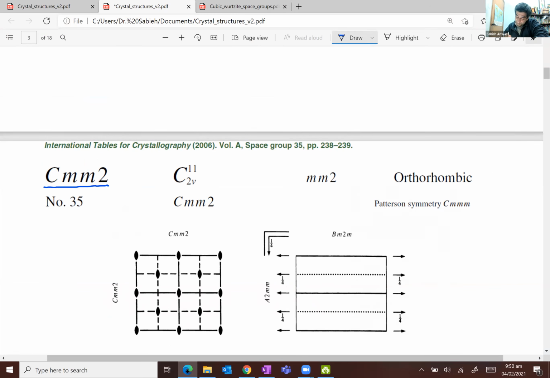So this is the name of the space group, CMM2. The first letter represents that it's a C-centered lattice, and there are three entries. And by looking at these three entries, I can tell that this is orthorhombic.